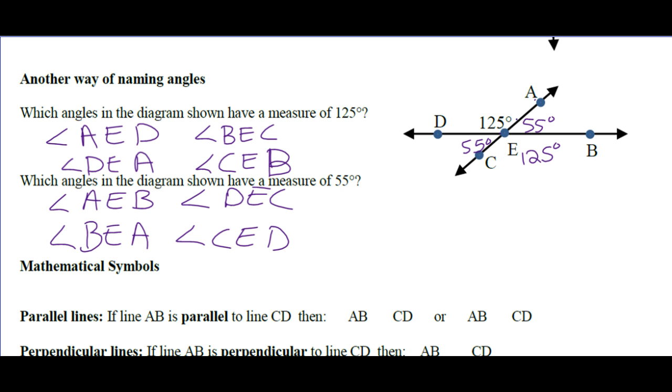When we say AED, we're saying start at A, go to E, go to D, and it's the angle formed by going from A to E to D. DEA is the same thing, going from D to E to A. DEC is going from D to E to C, right? So that's D to E to C. That's what I'm drawing, right?